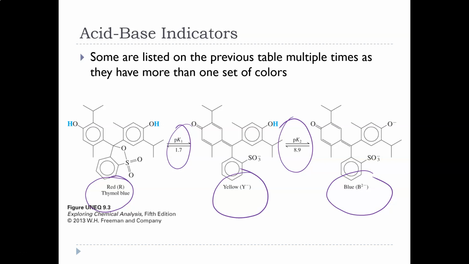We're going to see sometimes in the lab we use indicators not just as endpoints to titrations, but just as an idea of what the pH value is, just an overall pH value guesstimate. Okay, so that should end chapter 9.